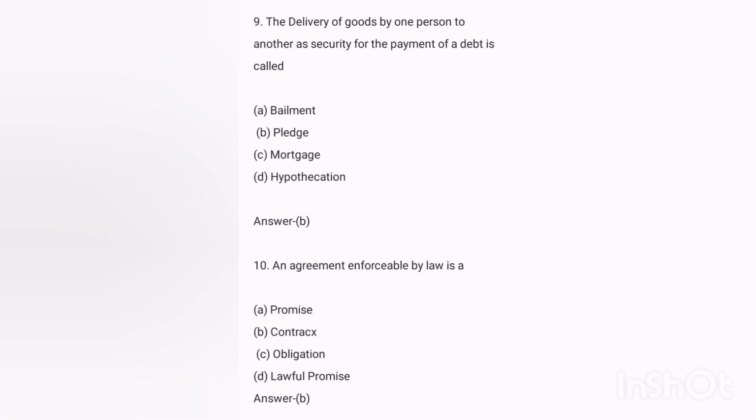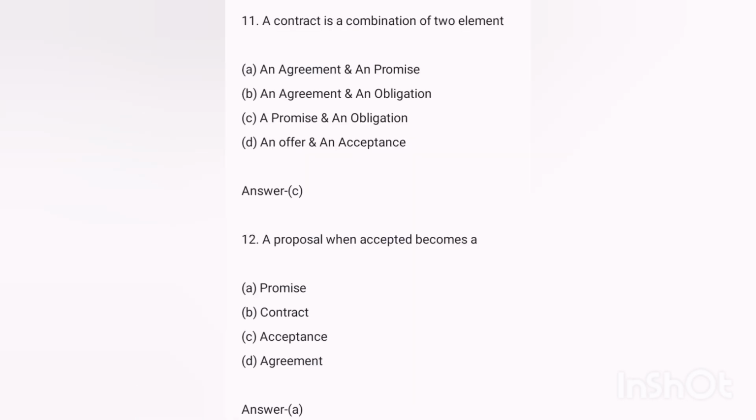Next, the delivery of the goods by one person to another as security for the payment of the debt is called. Answer was B, pledge. Next, an agreement enforceable by law is a contract. Answer was A. Next, a contract is the combination of two elements. Answer was B, an agreement and obligation.